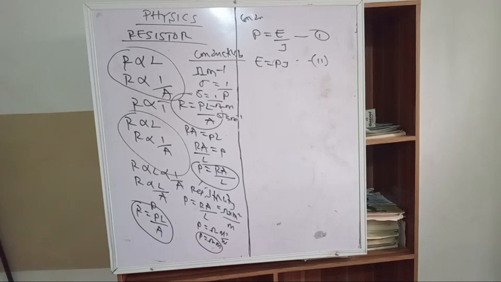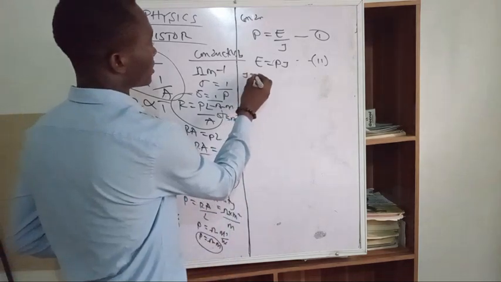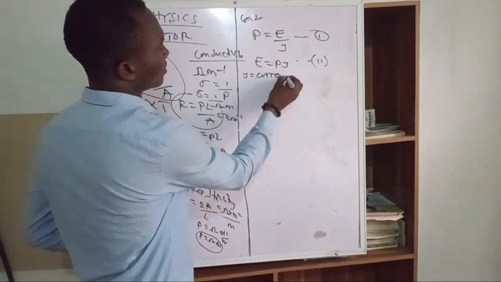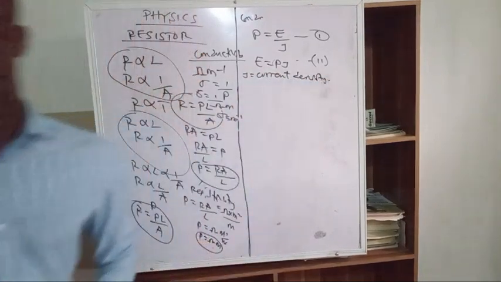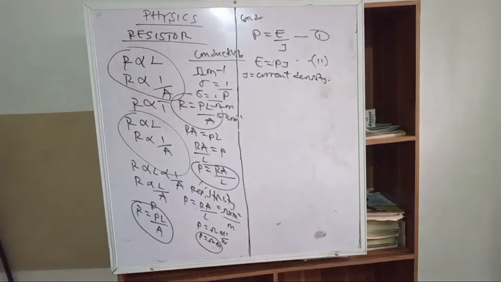So from that formula on the board, E is equal to rho J, which is electric intensity is equal to rho, the resistivity, multiplied by J, the current density. I've spoken about current density in one of the videos. So now let us move on to get our equation 6.